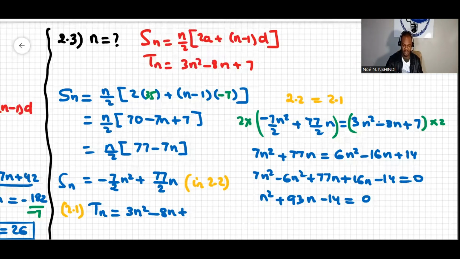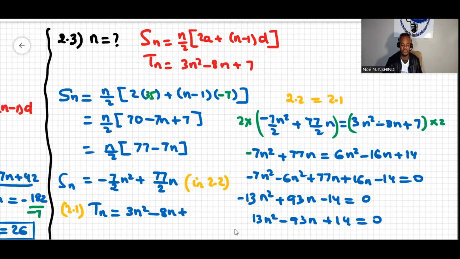Oh, I think I made a mistake here. There was a -7 there, so this is -7 n squared plus 77. So now it's -7 over here, and then -7 minus 6 makes -13. So that makes -13n squared plus 93n minus 14. Over here, I can times by a negative sign. This will become 13n squared minus 93n plus 14 equal to 0.